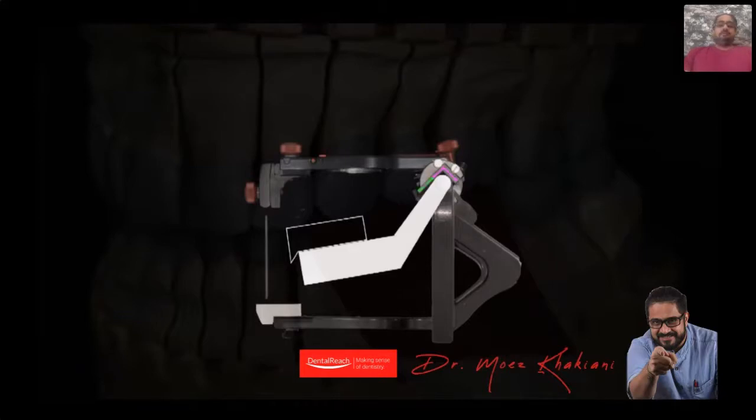If you look at the fluorescent green, this is your articular eminence. Look at where the head of the condyle is. The head of the condyle is currently in the glenoid fossa. I say the head of the condyle is at home. It's very comfortable in that position. A semi-adjustable articulator, friends, is designed on a similar basis as human anatomy.